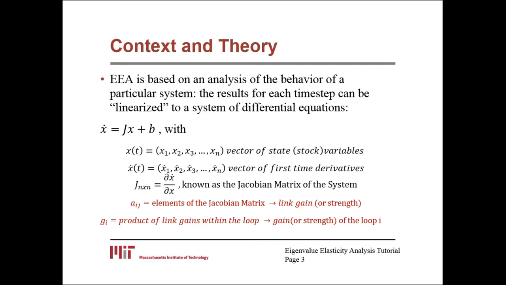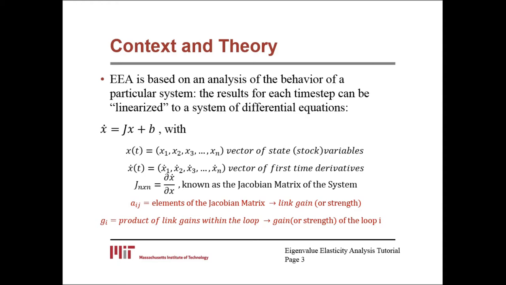Here we can see an equation in which we can relate the vector of first time derivatives of the state variables, or the stock variables, with the Jacobian matrix of the system. Here the Jacobian matrix will be related to the idea to have a state variable or a stock variable, to have the first time derivative of that stock variable and relate that first time derivative to other stock variables.